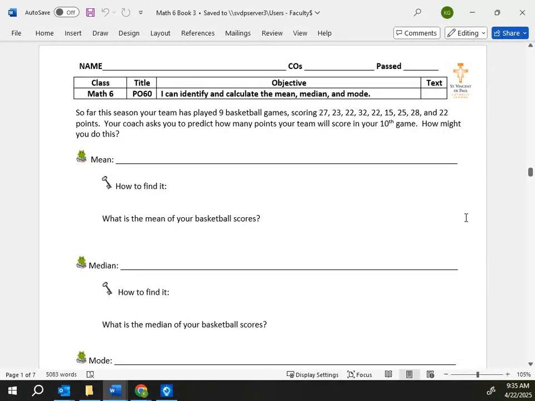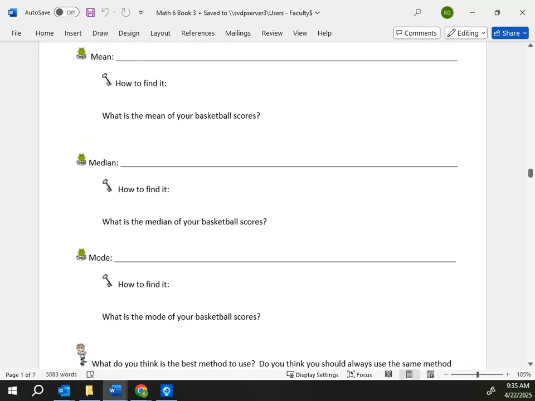Good morning. Today we are reviewing Unit 8, working with our data and how to read these graphs. So the first objective working with the data was PO60, and we need to know how to find the mean, median, and mode. So to find the mean, remember you add up all the numbers.